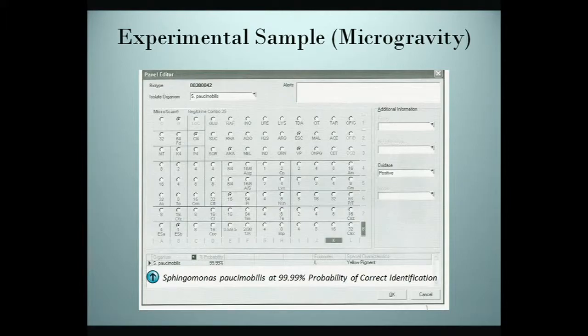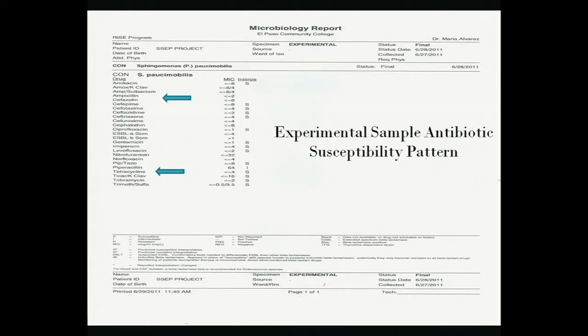So this was our experimental sample that was exposed to microgravity. Unfortunately, we were not able to recover the E. coli, but what we got back was Sphingomonas paucimobilis, and we identified a 99.9% probability of correct identification. Here is the same report again, but with the Sphingomonas paucimobilis. Unfortunately, it was not susceptible to ampicillin, but it was to tetracycline and most of the antibiotics.